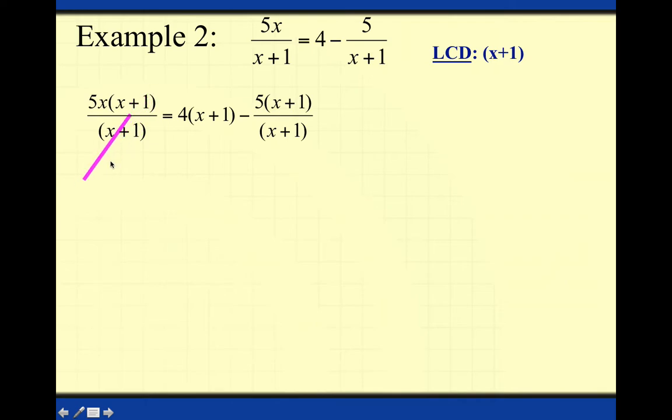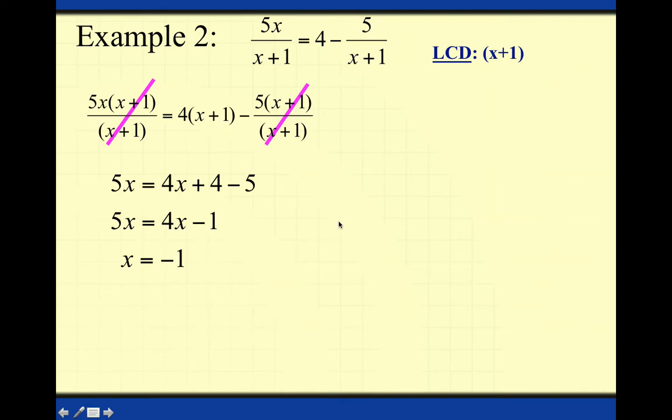Okay, we cancel things out, gone. This has got to stay. This is gone. So now I'm left over here with 5x equals, then distribute through here, 4x plus 4, and then minus my 5. And again, now it's old school algebra, combine like terms. 4 minus 5, negative 1. Bring the 4x over here, and I have x equals negative 1.